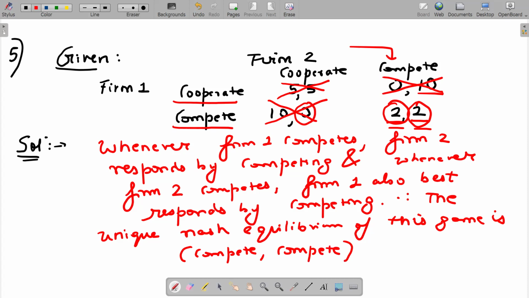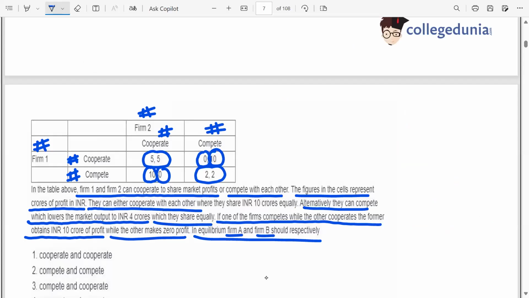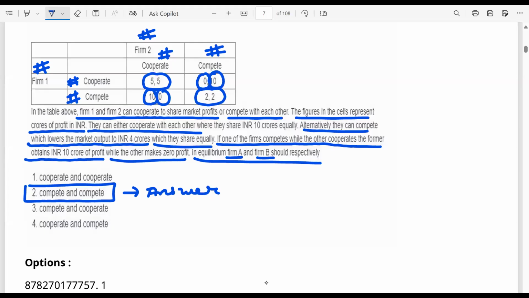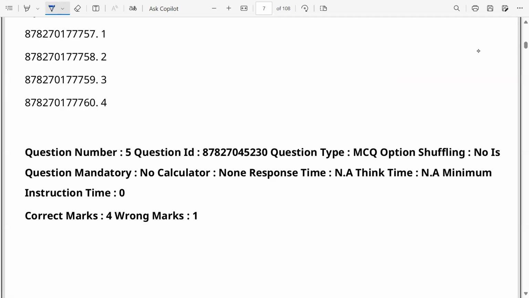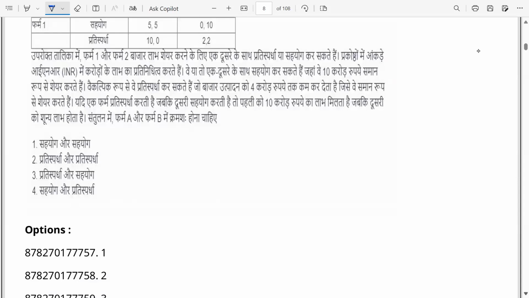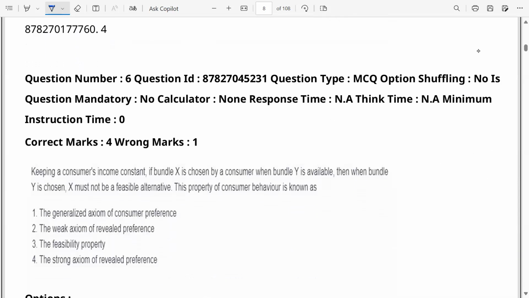So hoping all students have understood how we have solved this particular problem. If I come back to the question paper, my answer is in equilibrium, firms A and B should respectively compete. This is my answer. They should compete in the Nash equilibrium. So hoping students have understood this. And now we look at the last question for today. If I scroll down the question paper, question 5 we have done. I'm looking at question number 6.